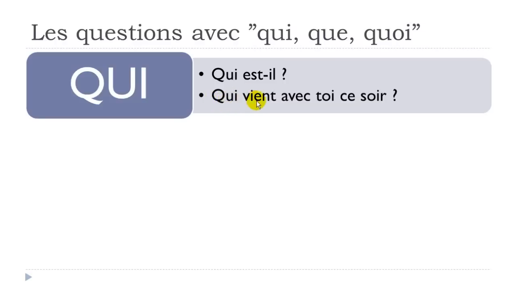Let's see a little example here. Qui vient? Vient is venir, is to come, sorry. So, qui vient? Who is coming? Avec toi? With you? Ce soir? This evening? Qui vient avec toi ce soir? So who's coming with you this evening? Okay?